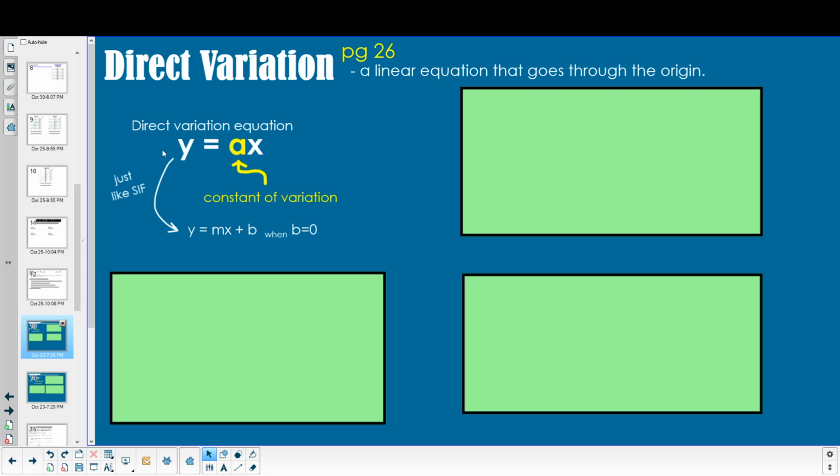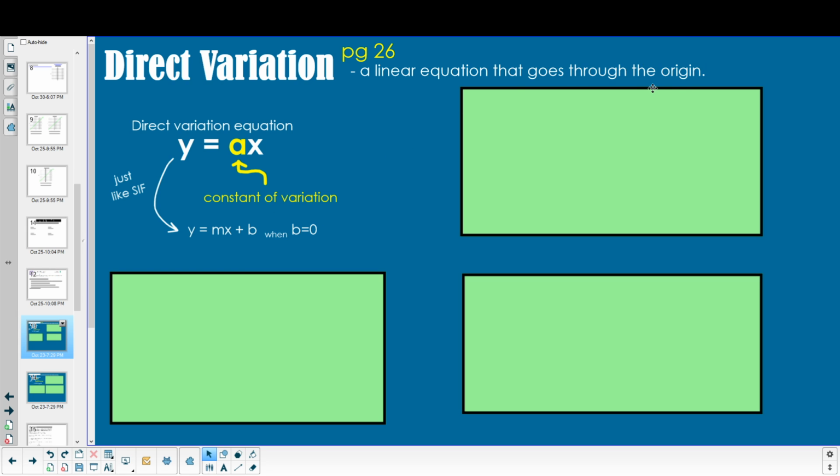All right, and you should notice that this looks very similar to what we were working on with slope-intercept form, right? Y is equal to mx plus b when b is equal to 0. All right, this is the same thing, right? Y equals mx if this was just 0. Really, it's the same thing, okay? It's just when there's no y-intercept, which makes sense.